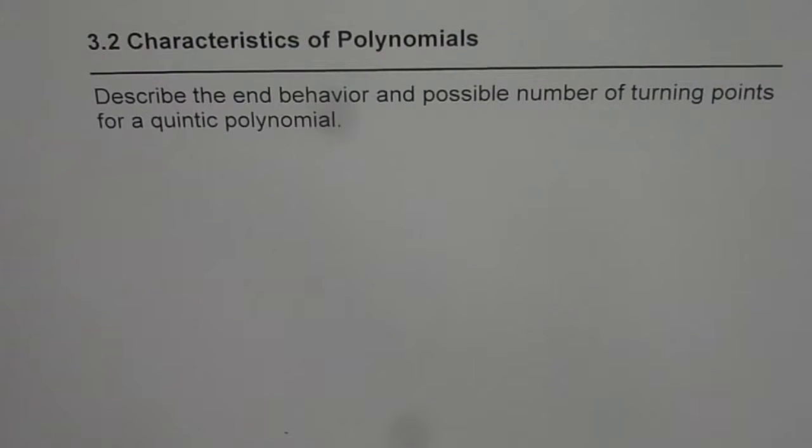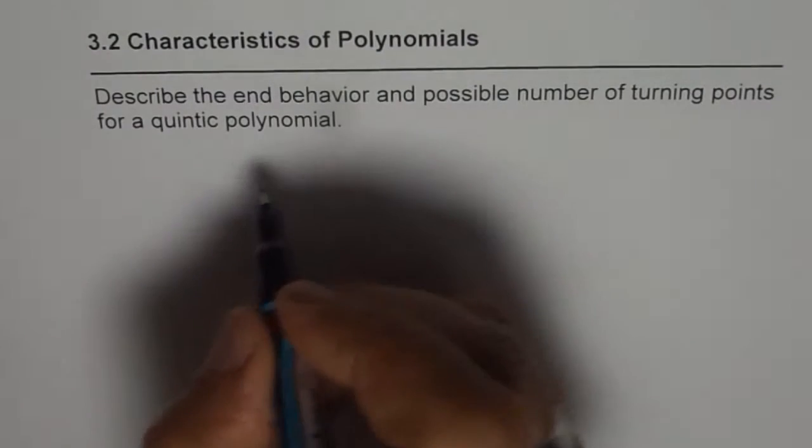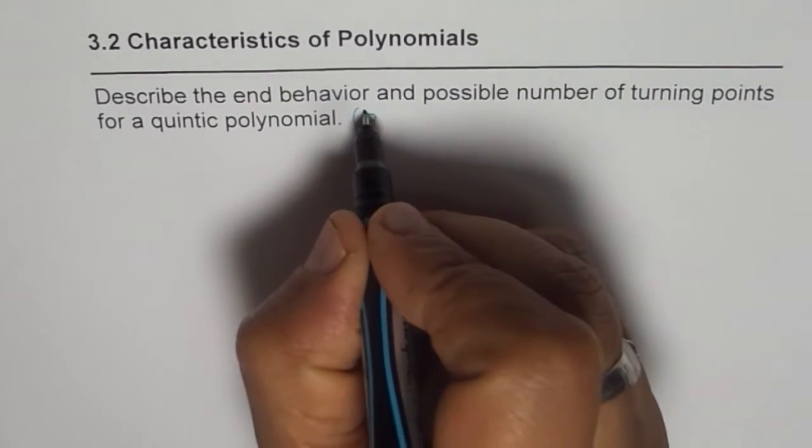3.2 Characteristics of Polynomials. I'm Anil Kumar, and here is a test problem for you based on end behavior and number of turning points. Describe the end behavior and possible number of turning points for a quintic polynomial. Quintic polynomial means degree is 5, correct?